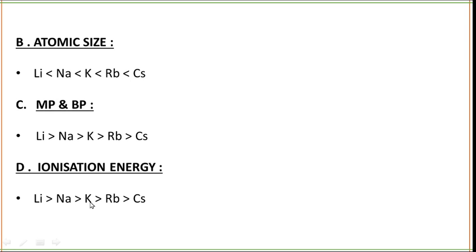And in the case of melting point and boiling point, weak interatomic bonds are there due to the large atomic radii and presence of only one electron. Hence, melting point and boiling points are low. And this is the decreasing order of melting and boiling point.